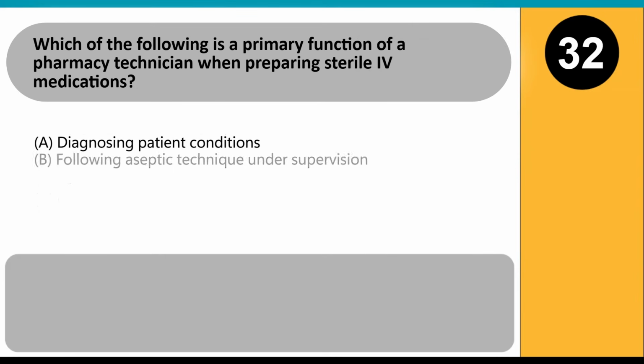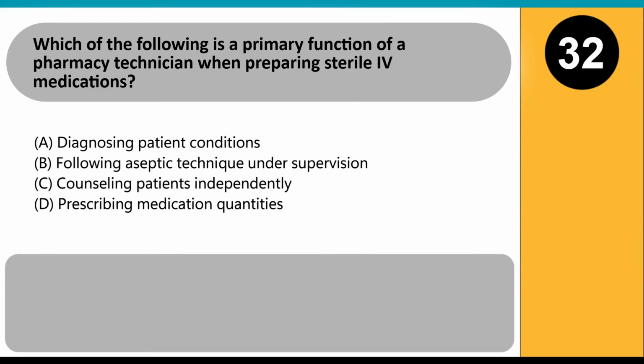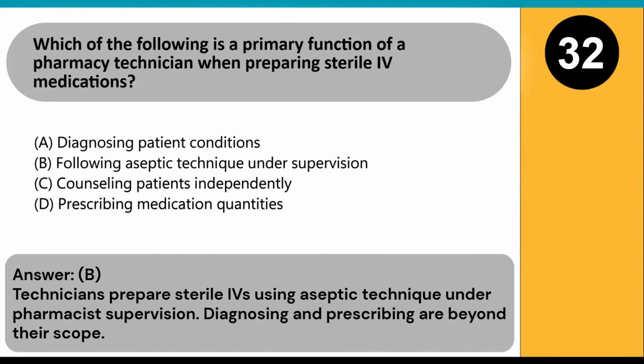Which of the following is a primary function of a pharmacy technician when preparing sterile medications? A. Diagnosing patient conditions. B. Following aseptic technique under supervision. C. Counseling patients independently. D. Prescribing medication quantities. Answer B. Technicians prepare sterile IVs using aseptic technique under pharmacist supervision. Diagnosing and prescribing are beyond their scope.